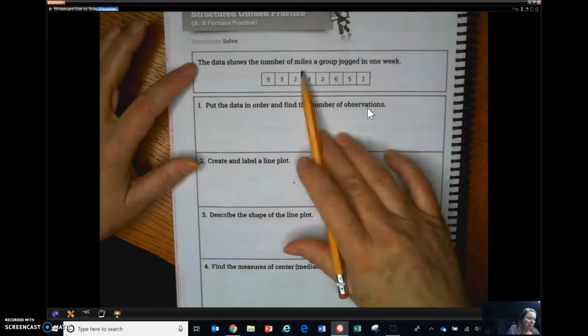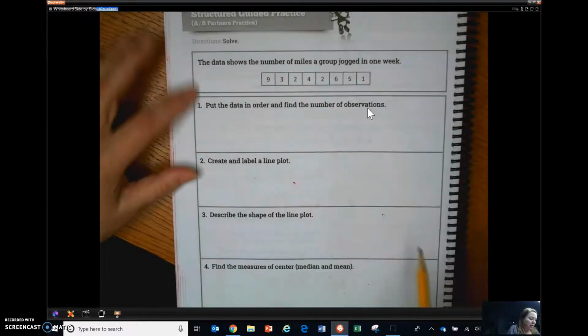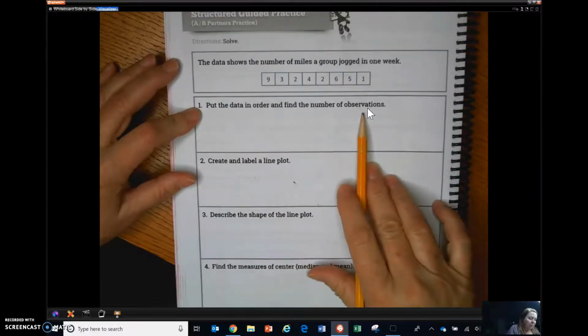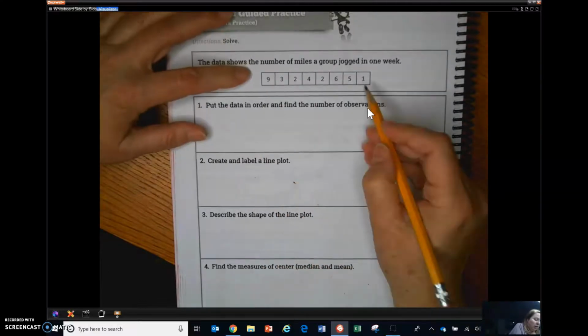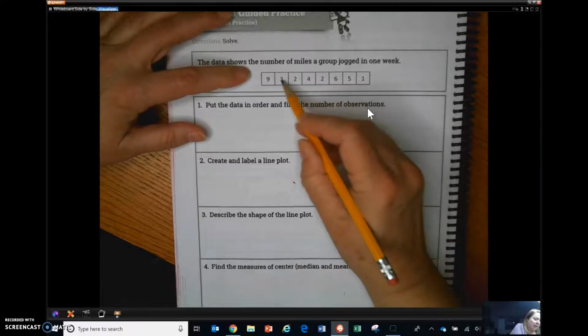The data shows the number of miles a group jogged in 1 week. Put the data in order and find the number of observations. So I have 1, 2, 3, 4, 5, 6, 7, 8.